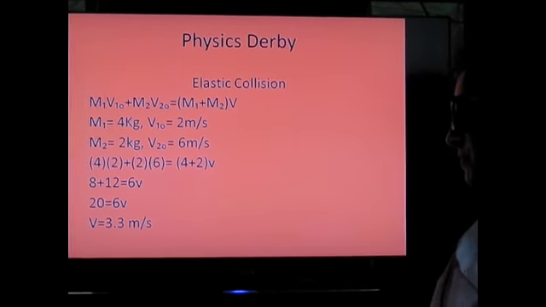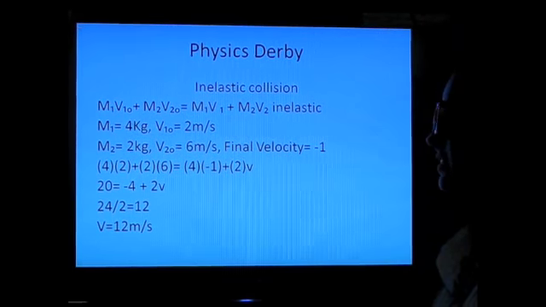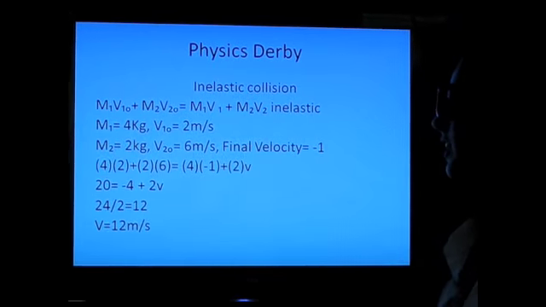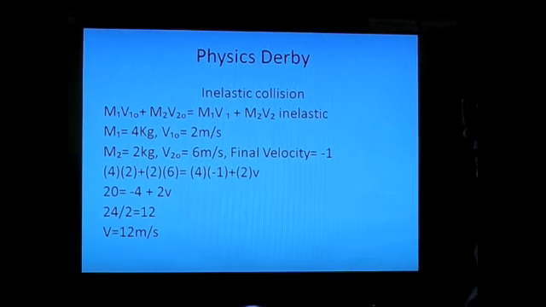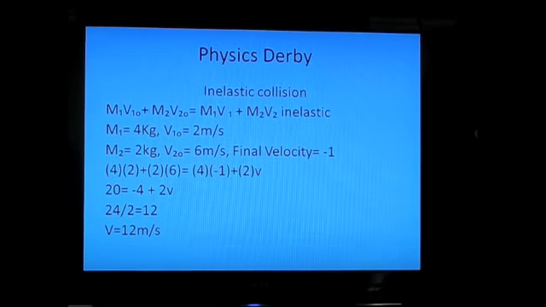In an inelastic equation, the mass of the first car is 4 kilograms, the velocity is 2 meters per second, the mass of the second car is 2 kilograms, and the velocity is 6 meters per second. The given final velocity is -1.